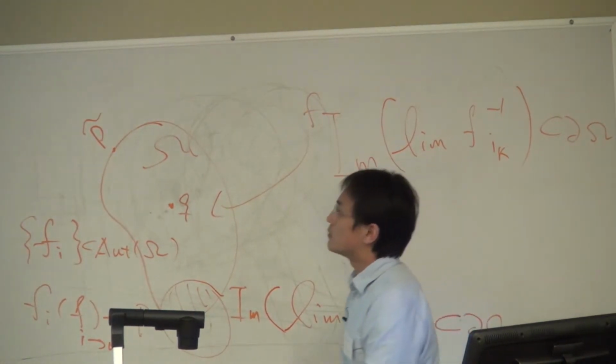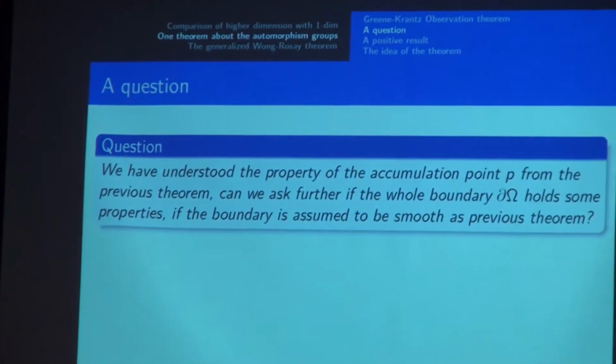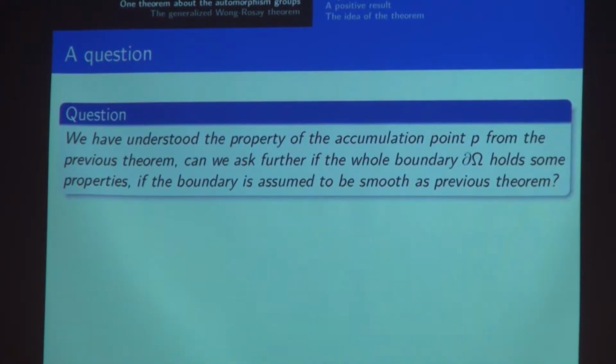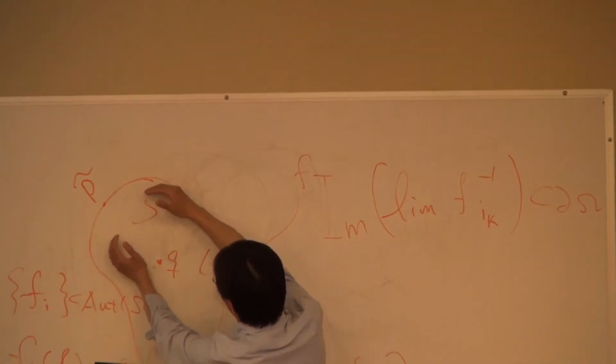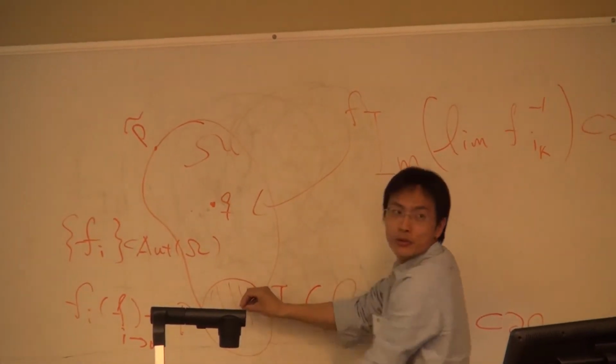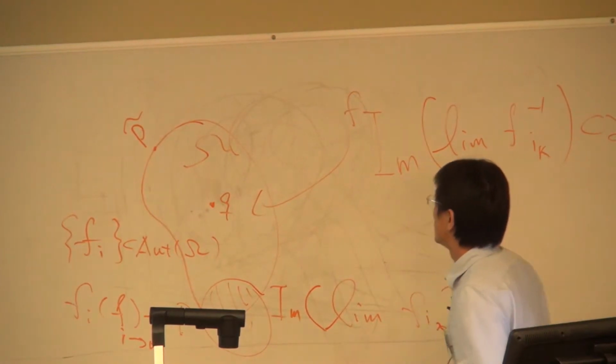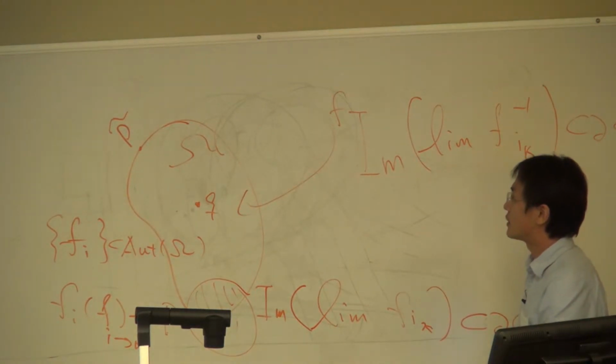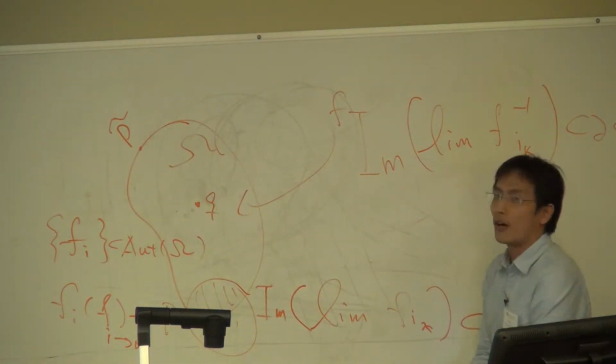Okay, I think let's go on. So what is the question? From this theorem, a very natural question arises. We know the property of P, but how about the global property of the whole omega? This is possible because generally speaking, your omega j is going to bring a very large region close to your limit point P. So we might get some result about the global boundary property of omega.